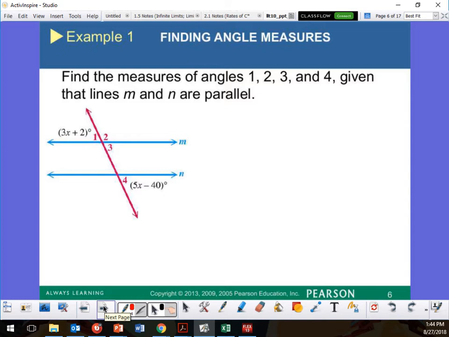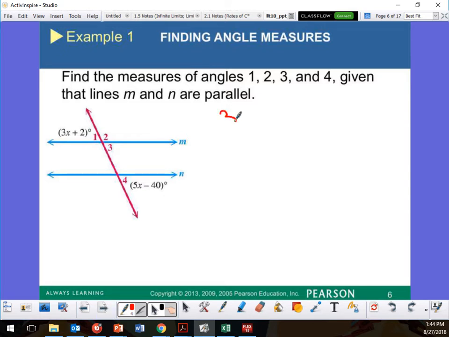Find the measures of 1, 2, 3, 4, given that lines M and N are parallel. First things first, I need to have a relation here. I need to know, are they going to be supplementary, adding up to 180, or are they going to be equal? I have 1 and 4 here. Those are going to be equal, because they're alternate exterior, right? Very good. Set them equal to each other.